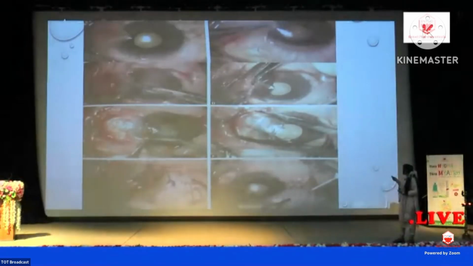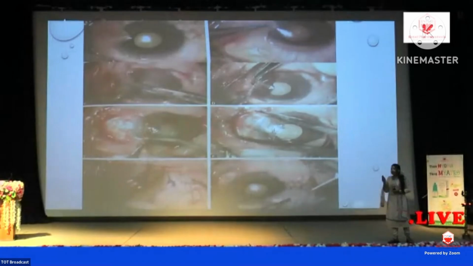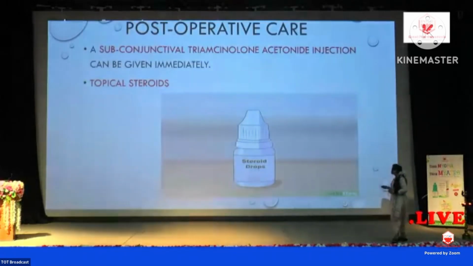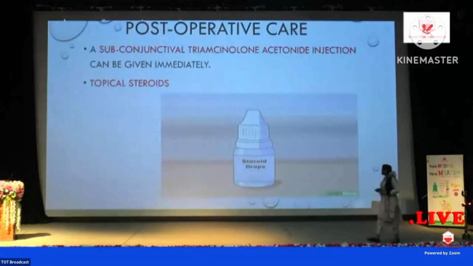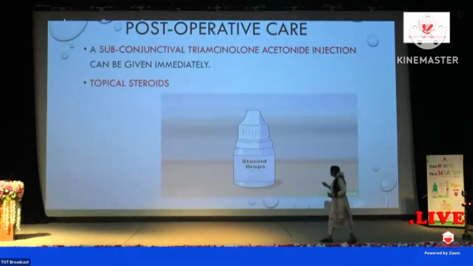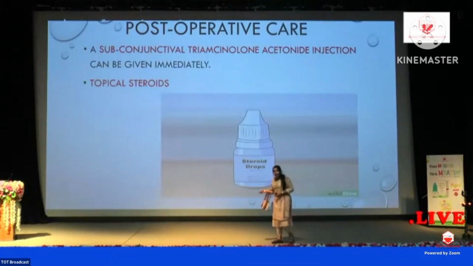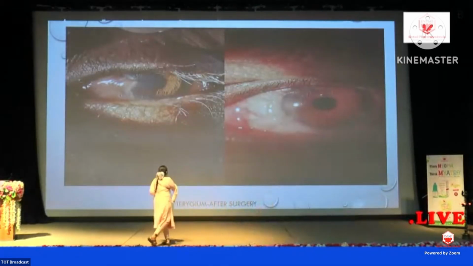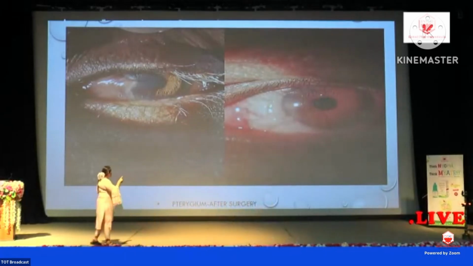These are the steps of pterygium surgery. First, we excise the head of the pterygium, then we remove the fibrovascular growth tissue, then we do hemostasis, then we mark the donor area, harvest it, and place it over the excised area with the help of fibrin glue, autologous blood, or suture. Postoperative care: a subconjunctival triamcinolone acetonide injection can be given immediately, and topical steroids are also given. This is a picture taken by me. It's a patient with pterygium, and this is his picture after surgery.